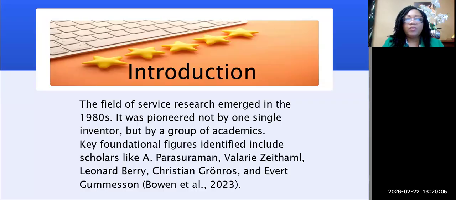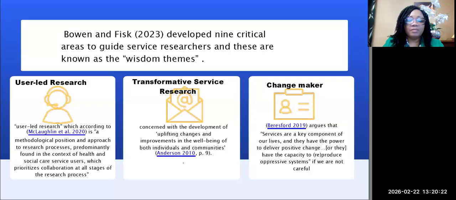person, inventor. It was a group of academics. Now, I've listed a few of them here. You can go ahead and read up on that if you will, because I'm not going to delve too much into that part of it. But I wanted to draw attention to something that Bowen and Fisk developed, which was 9 critical areas to guide service researchers. Now, these were known as the wisdom themes.